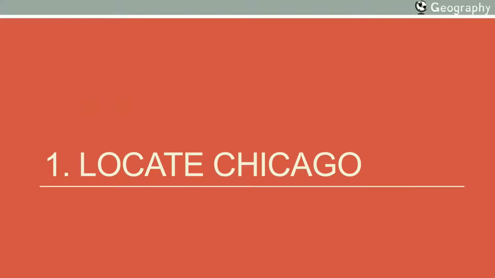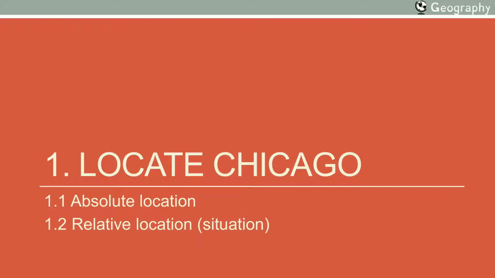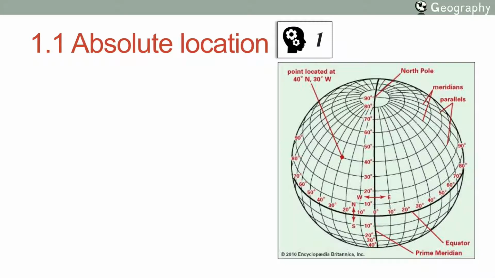The first thing we are going to do when studying a city, or rather a place, is to locate it. There are two ways to locate a place: an absolute location and a relative location, also called a situation. Let's talk first about the absolute location. We already learned how to do that in knowledge sheet number 1, so I will ask you to have a look at it if you don't remember.